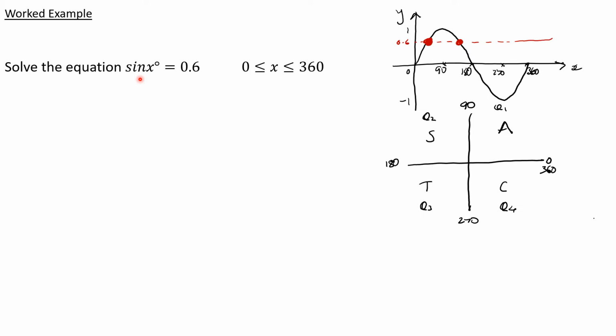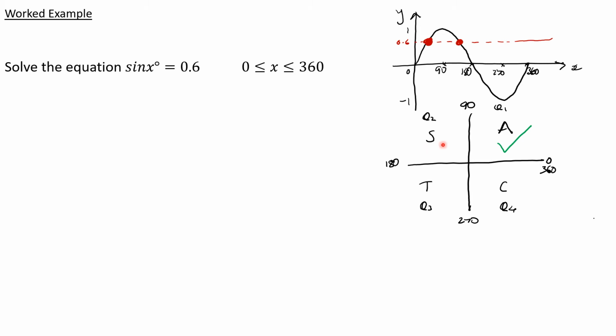Step 2 is you identify where your function is positive or negative. If we have a look here, we've got sin x, and do you see that this is equal to a positive number? 0.6 is positive. So we want to find out where sine is positive in our CAST diagram. Okay, so we look at our CAST diagram and think, where is sine positive? Well, they are all positive here, so I can tick this one, because sine is positive in quadrant 1.